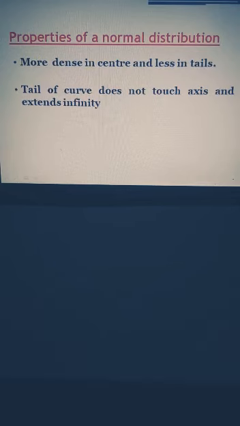The curve is more dense in the center and less in the tails. Why is it denser in the center? Because most of the values lie in the center and some values in the tail. The tail of the curve does not touch the axis and extends to infinity. It never touches its axis because all the values lie in symmetrical fashion, so it extends to infinity.